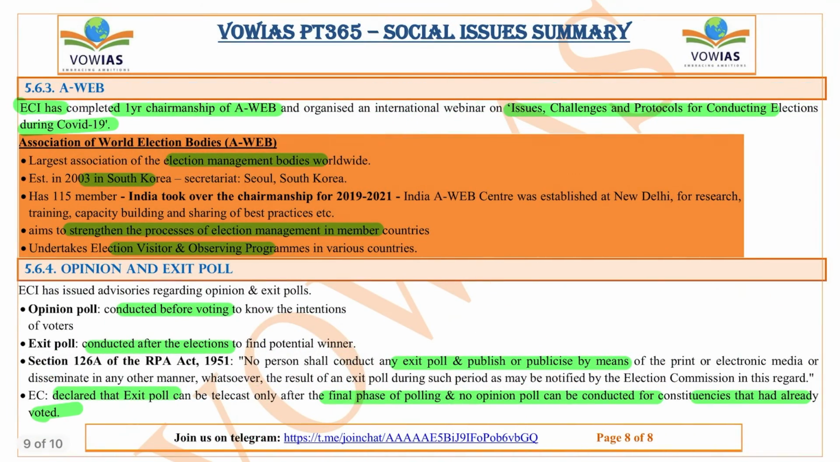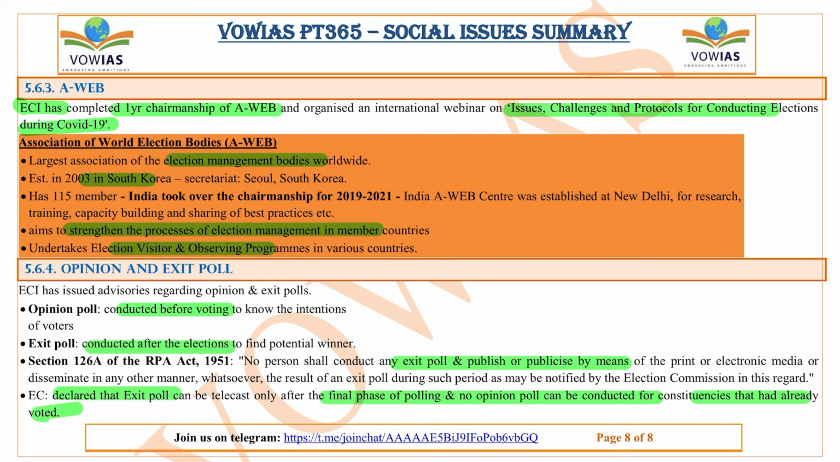So next one is AWEB. AWEB was in news. AWEB is the Association of World Election Bodies, and last year India was the chair. So that's why this was in news. The Election Commission of India has completed 1 year of chairmanship of this AWEB, and organized an international webinar on issues, challenges and protocols for conducting elections during COVID-19.